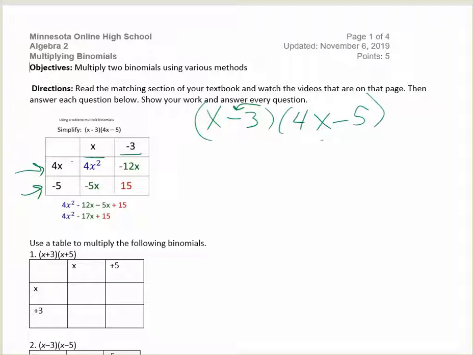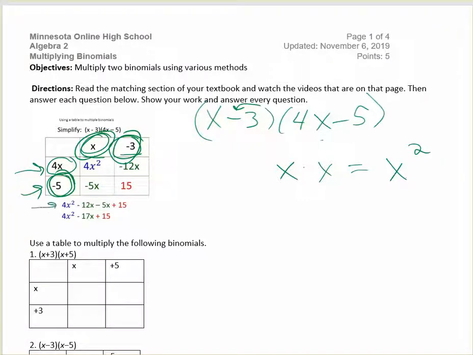Then you multiply 4x times x. X times x is x squared, don't forget that. So x times x is x squared, and then it's 4, so 4x squared. Then we take 4x times negative 3, and that would be negative 12x. Then negative 5 times x is just negative 5x. And then negative 5 times negative 3, and negative times a negative is positive 15.